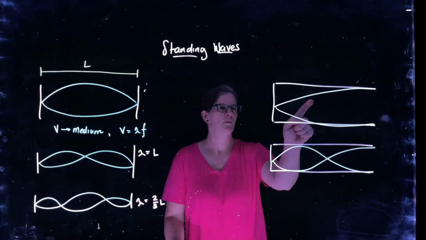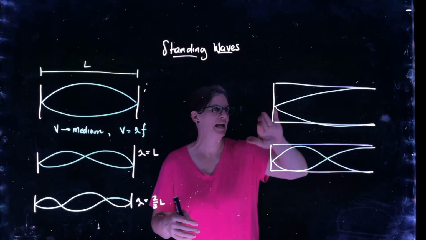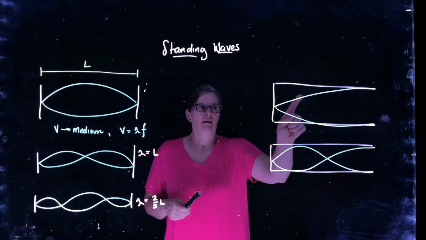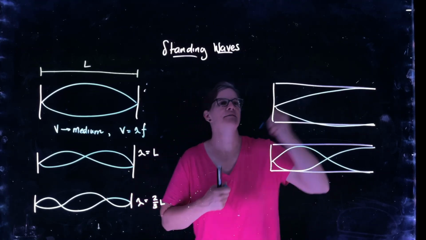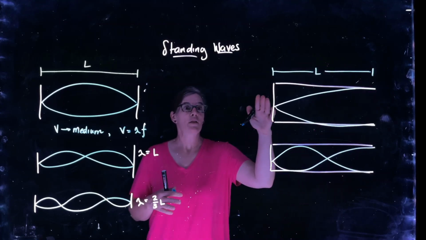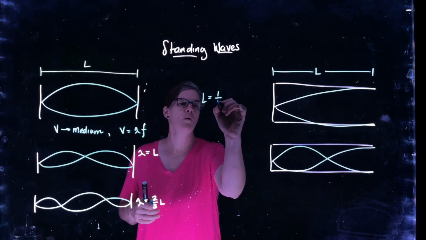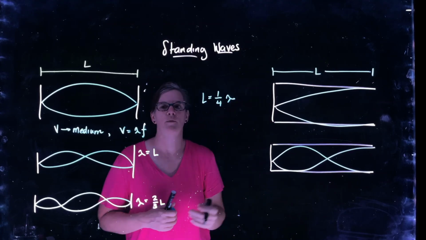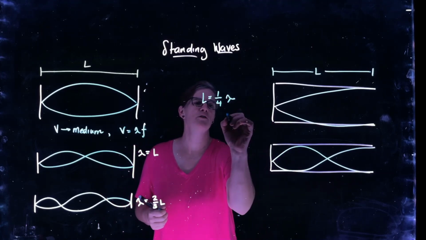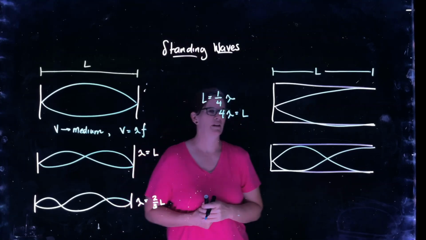So, what do we have in this situation? Well, again, we have to sort of imagine the wave continuing on, and we see that, imagine this has a length L, the length L is equal to 1/4 of the wavelength. So in the case of the closed open tube, 4 times the length is equal to the wavelength.